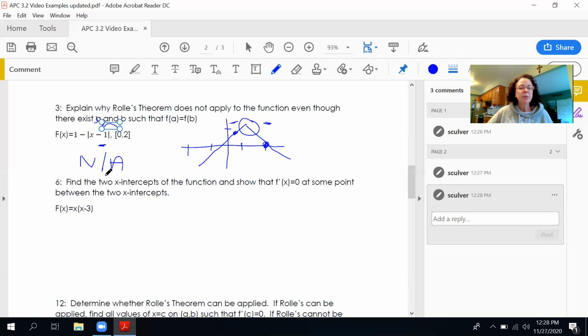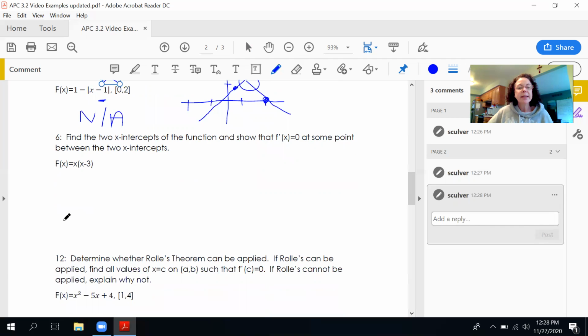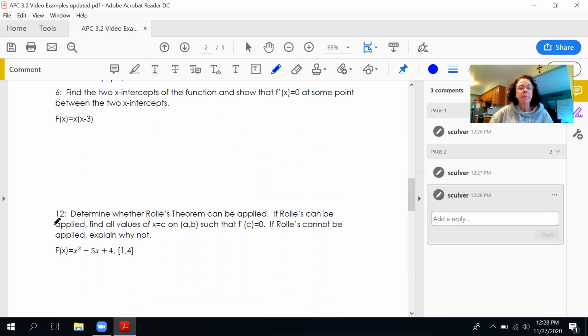Okay, let's go to number 6. Find 2 x-intercepts of the function, right? So those would be x's where the function is 0. Notice that would mean that f of a would equal f of b, and show that the derivative is equal to 0 at some point between the 2 x-intercepts. So this is Rolle's theorem, right? Let's take a look. This is a polynomial, so it is differentiable and continuous.